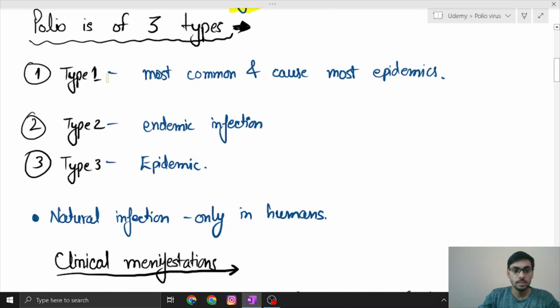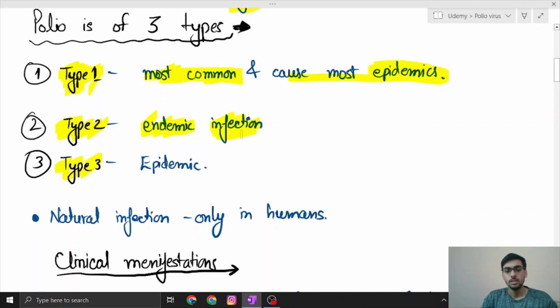Okay, basically polio can be divided into three categories: type 1, type 2, and type 3. The first is the most common category, which you can see all around the world, and this is the most common epidemic cause, meaning it can affect a whole country or a whole state on a larger demographic scale. Then comes the endemic type, which is a local infection. So type 2 polio can affect your locality also. And the third type is also epidemic, but it is not as common as type 1.